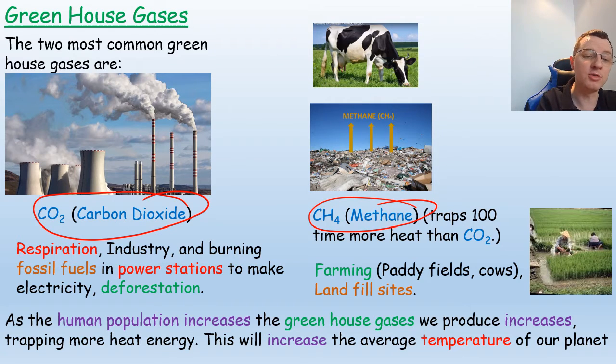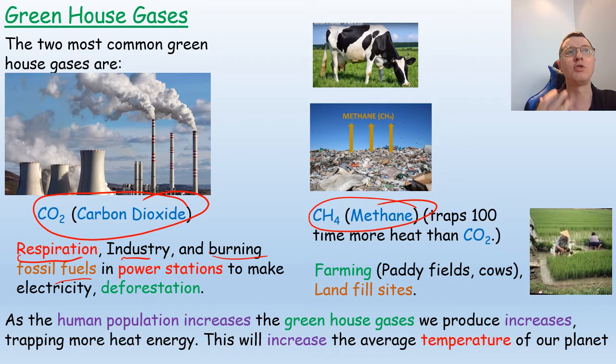Carbon dioxide is produced by all living things through respiration, and in the case of humans and animals, we will exhale that carbon dioxide into the atmosphere. And traditionally, the amount of carbon dioxide produced in respiration is balanced by the amount of carbon dioxide taken in by photosynthesis. However, human activities such as industry, power stations, cars are burning fossil fuels to make electricity and producing a large amount of carbon dioxide.